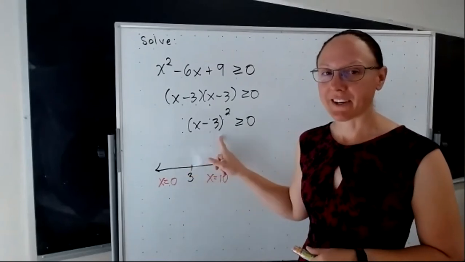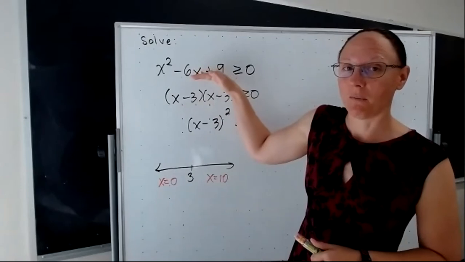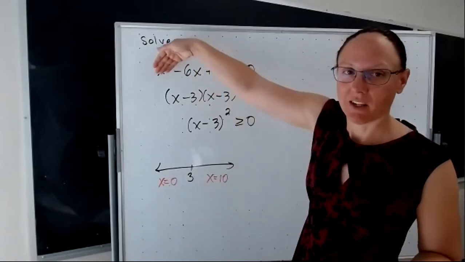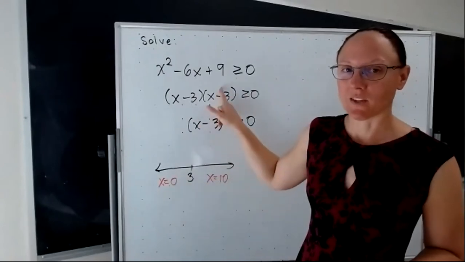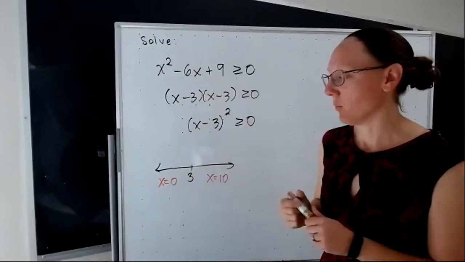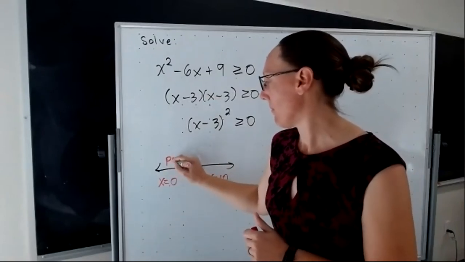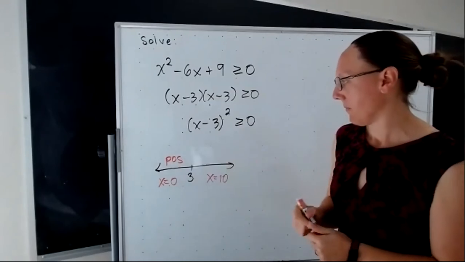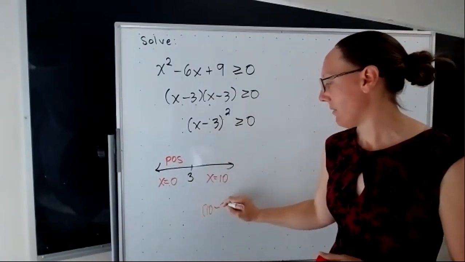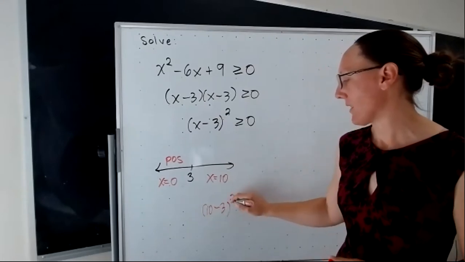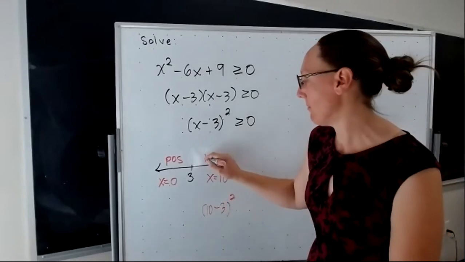When I plug in 0, and again, I usually tend to plug in 0 to the not factored form, because when you plug in 0, that goes away and that goes away. So when I plug in x equals 0, I'm just going to get 9, which is positive. And when I plug in 10, I'd have 10 minus 3 whole thing squared. That's 7 squared. It's definitely positive.